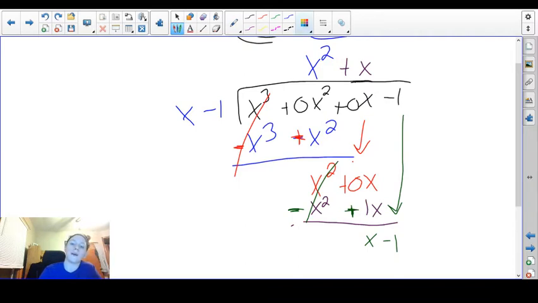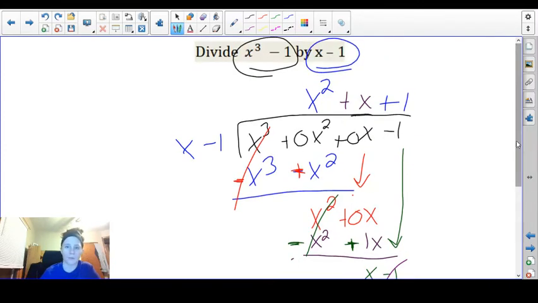What multiplies to x that would give me x? Well, I already have x, so x times what gives me x? The only thing it could be is 1. So 1 times x is x. 1 times -1 is -1. Get your different color, flip all your signs, and we're going off to 0 again. So my answer for this problem is x squared plus x plus 1.